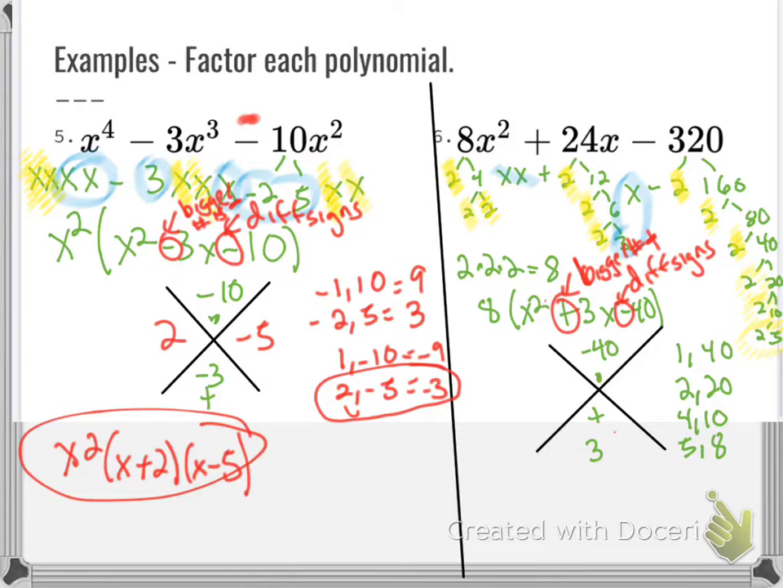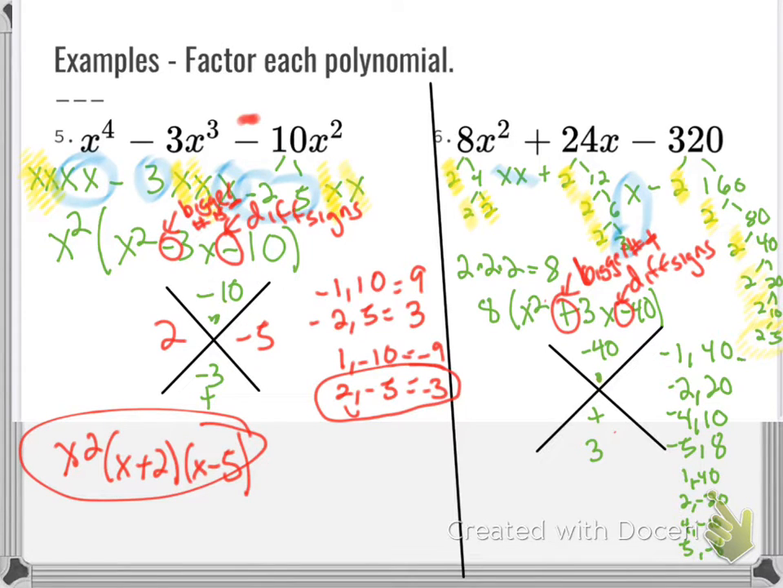Okay, so one of them is going to have to be negative. Let's tell us our biggest number has to be positive. So by putting the negatives on the smaller number, technically that should work out. But you know me, I've been showing you all of them the whole time. 1 and negative 40, 2 and negative 20, 4 and negative 10, 5 and negative 8.